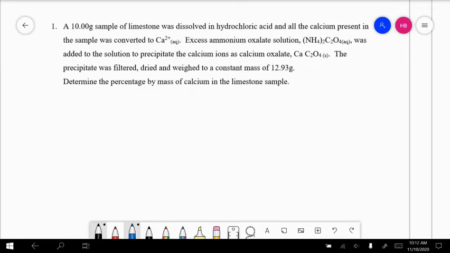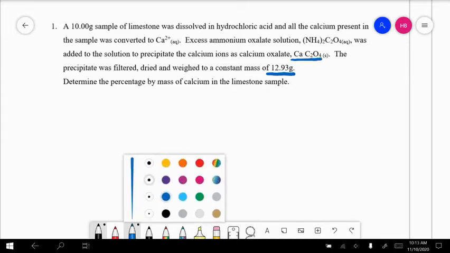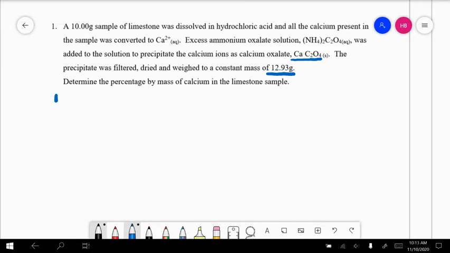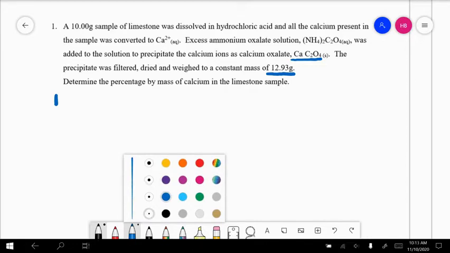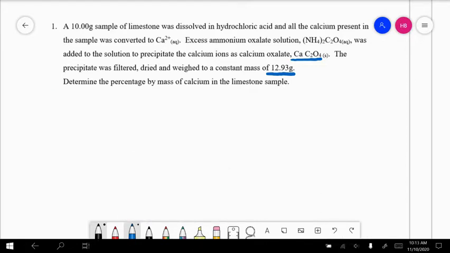So the first thing you want to do with these types of problems is always try to figure out what the precipitate is. So in this case, they named the precipitate as calcium oxalate. So the mass of calcium oxalate is 12.93. Here's the formula of calcium oxalate. So that's where we're going to start. So we have 12.93 grams of calcium oxalate.